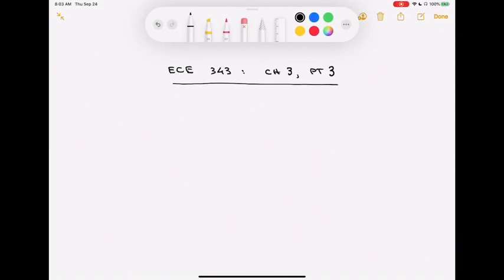This is ECE 343 Signals and Systems, Chapter 3, Part 3. Today we're going to take a look at the unit impulse response for discrete time systems. The unit impulse response for discrete time systems will serve the same purpose as it did for continuous time. We'll use it in computing the zero state response.